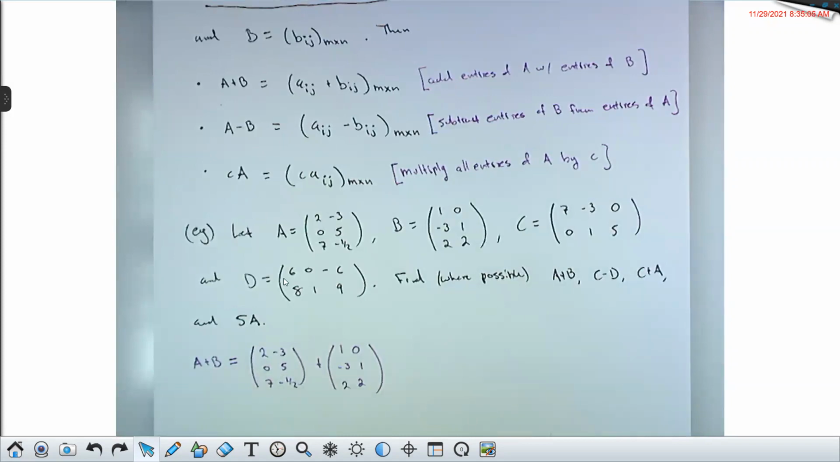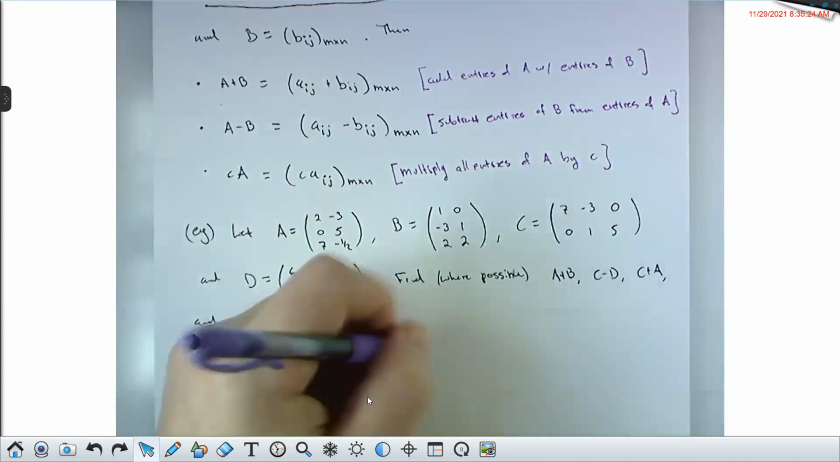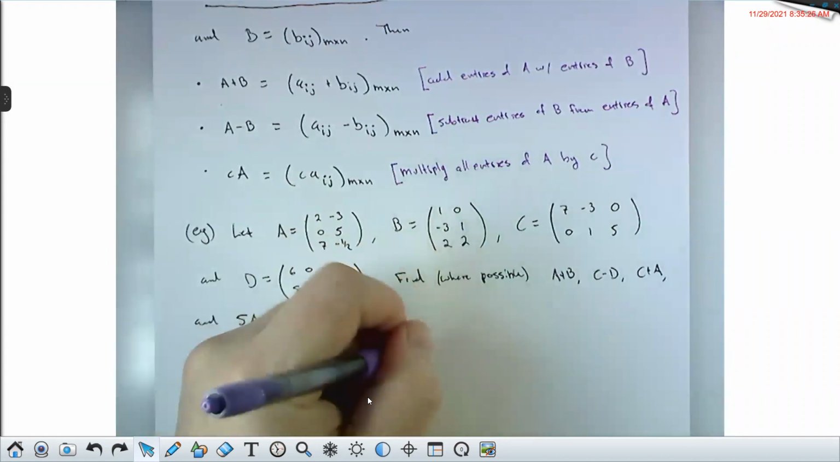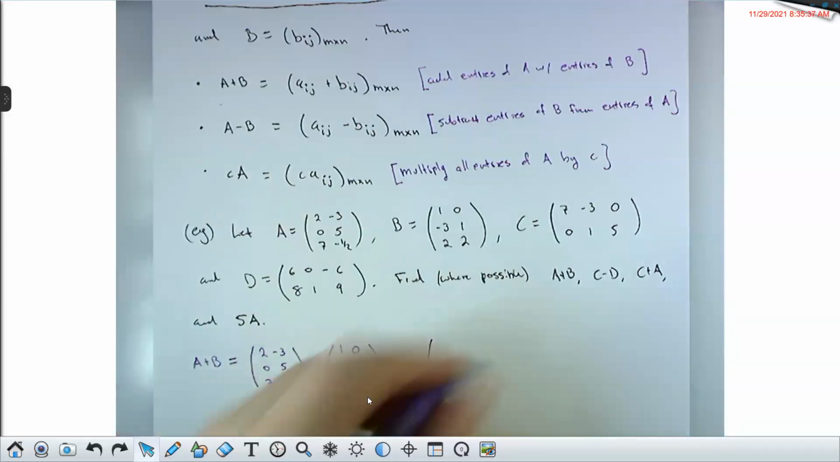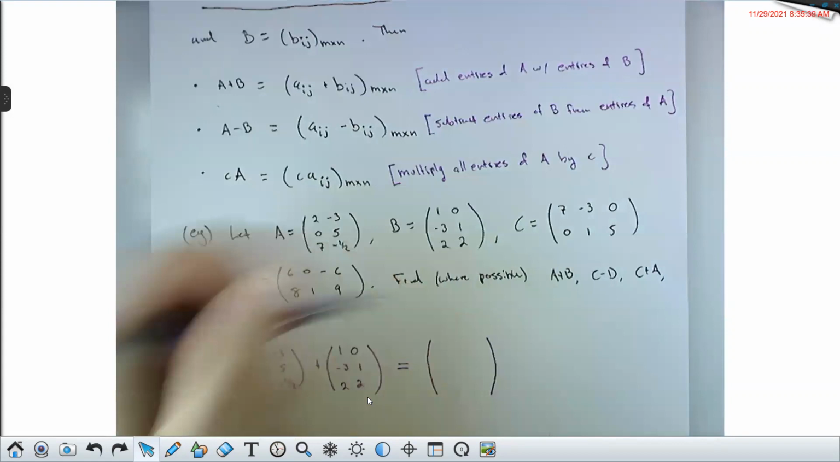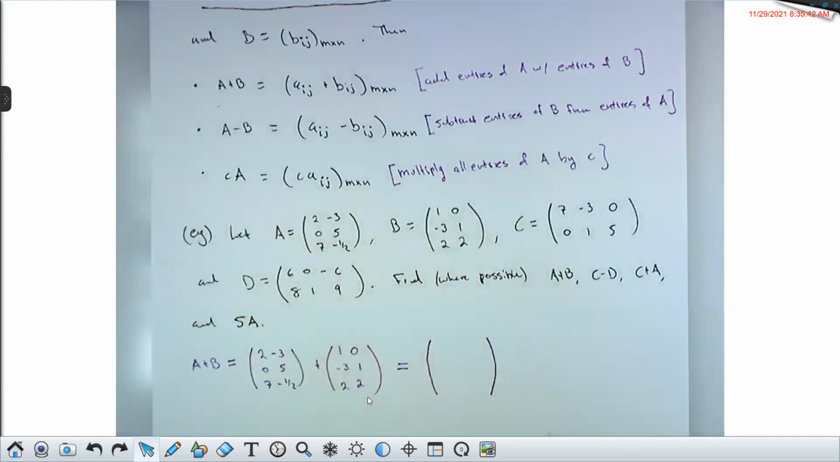So here, A and B are both 3 by 2 matrices. We've got 1, 2, 3 rows and 1, 2 columns. 1, 2, 3 rows and 1, 2 columns. So I can add these matrices. They're the same size. And when I add them, what I get is a new matrix that's also 3 by 2 and whose entries are just the sum of the entries of A and B. So the result here is going to have 3 rows and 2 columns, just like A and B.